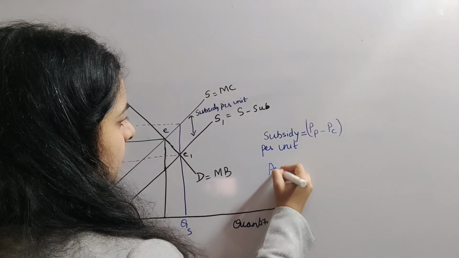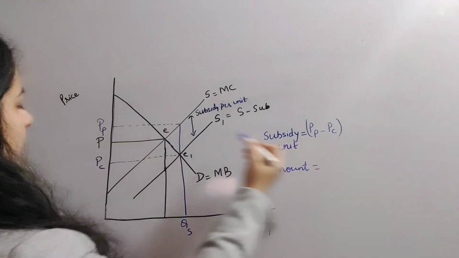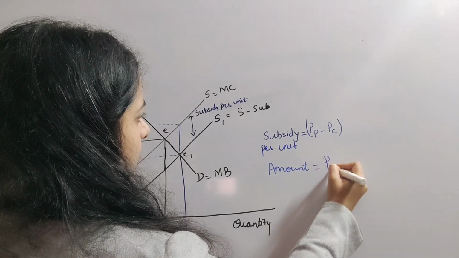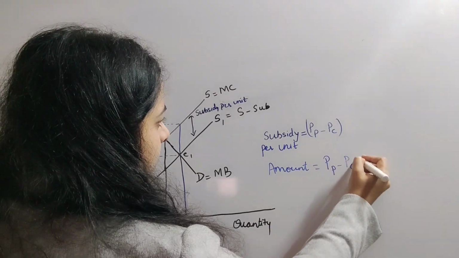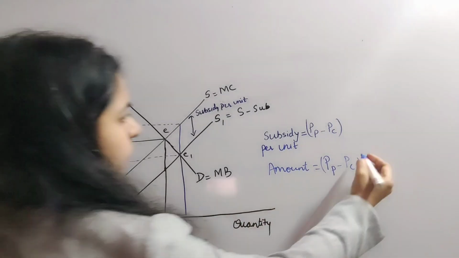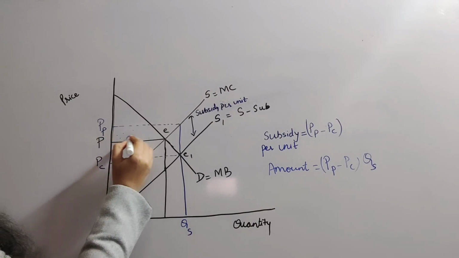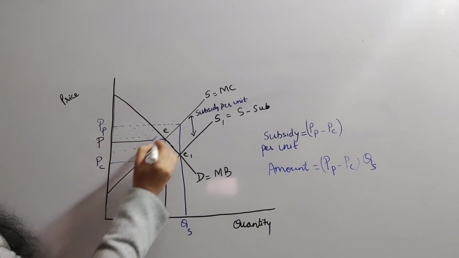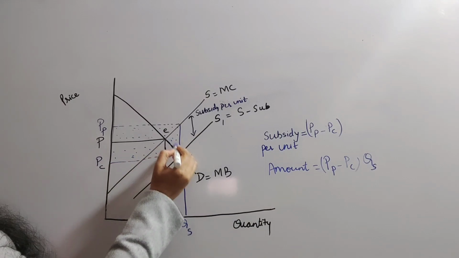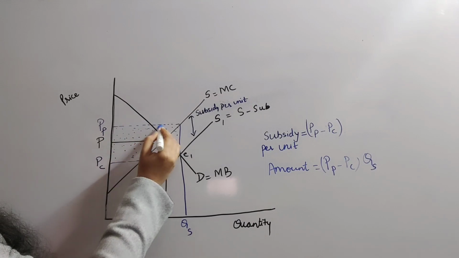The total amount of subsidy in this case is the per unit subsidy, that is the difference between PP and PC here, and if we multiply it with the total number of units, we'll get the total amount of subsidy which is provided. So this rectangular portion here, as you can see, represents the amount of subsidy which is provided by the government.